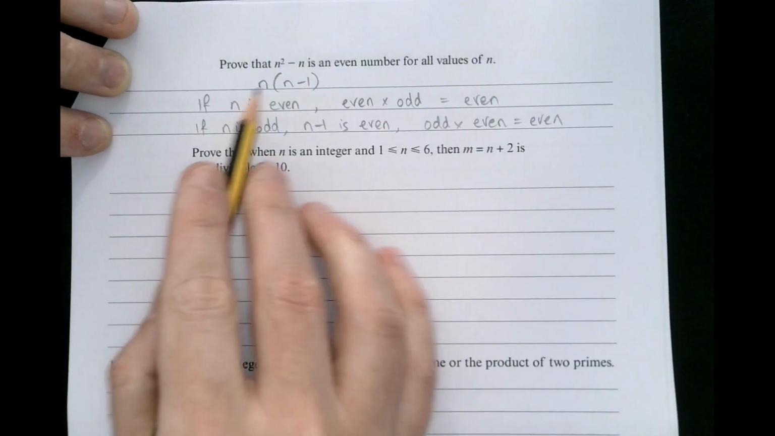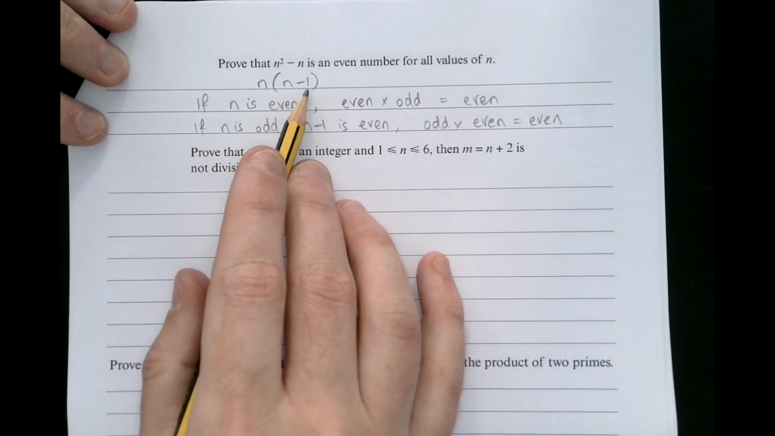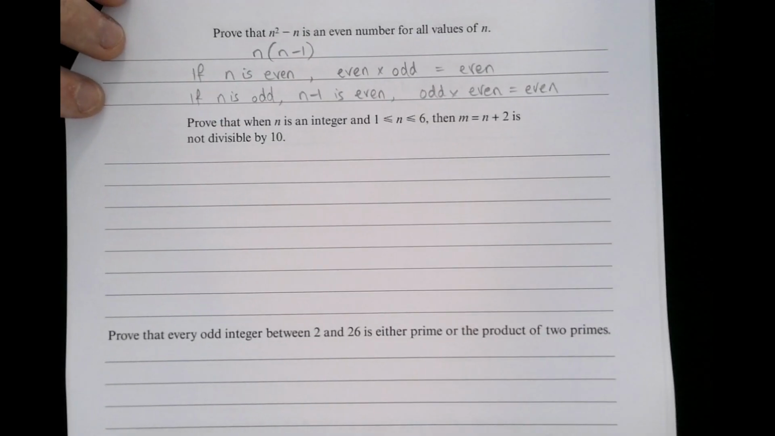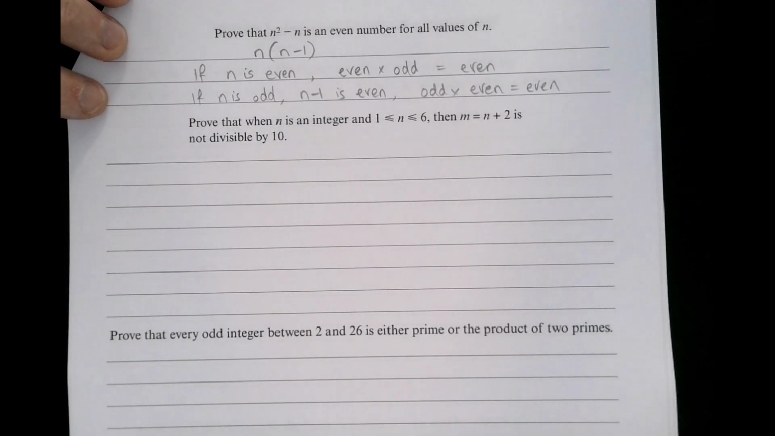Essentially, we've got two consecutive numbers. One of them is going to be even. And if you times an even number by another whole number, you get an even number.